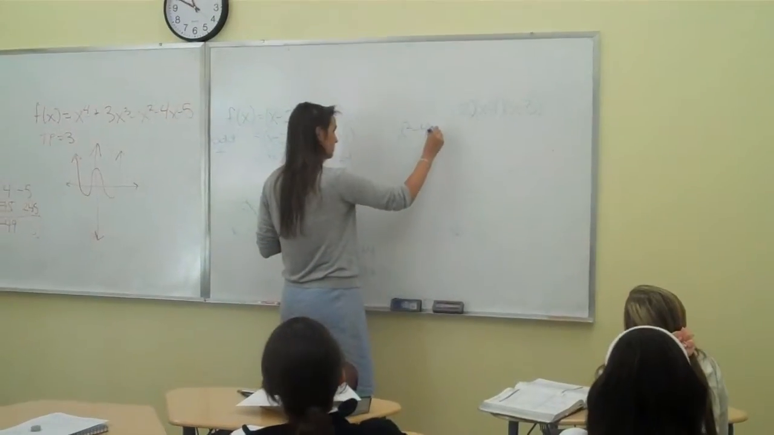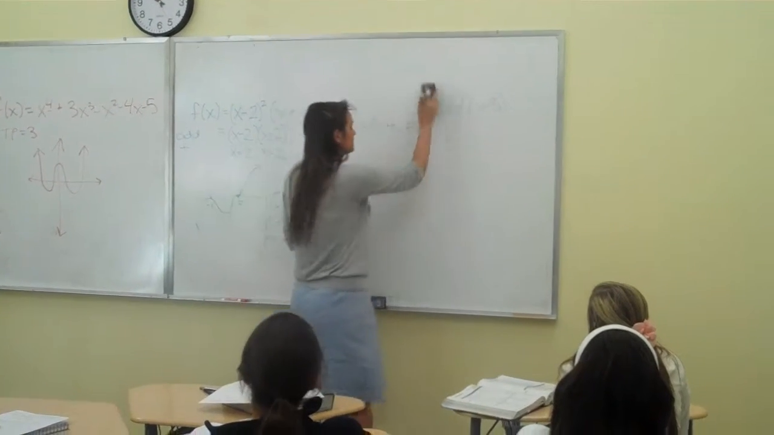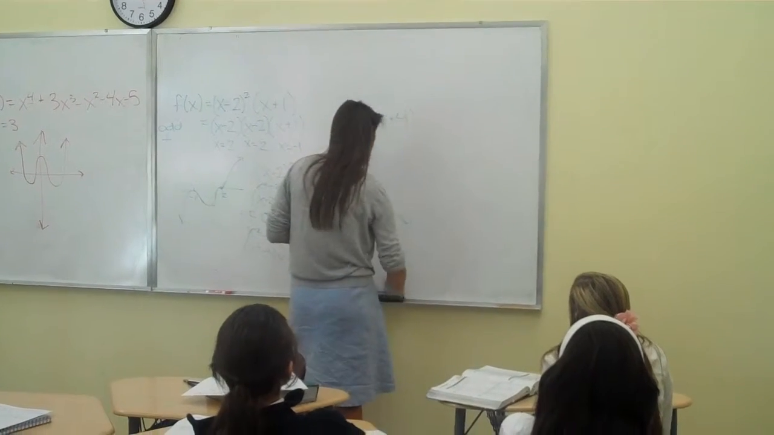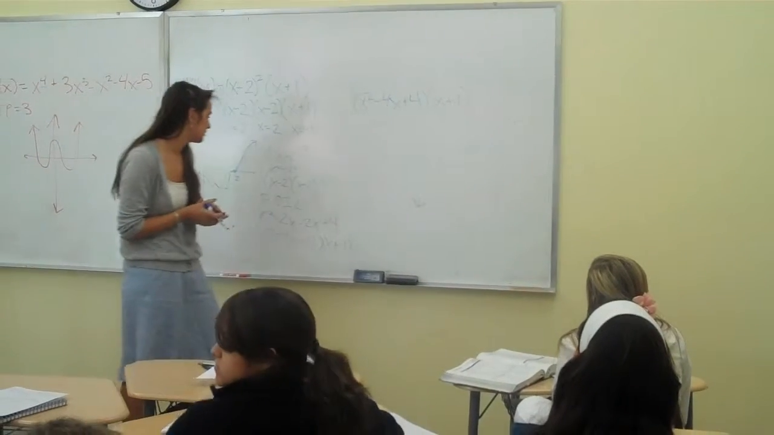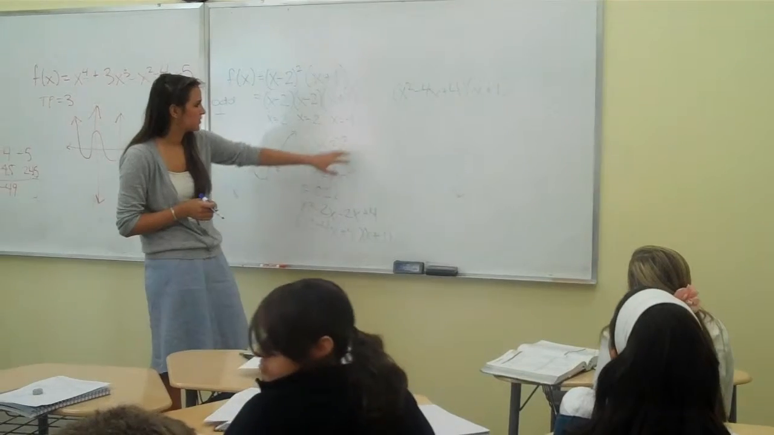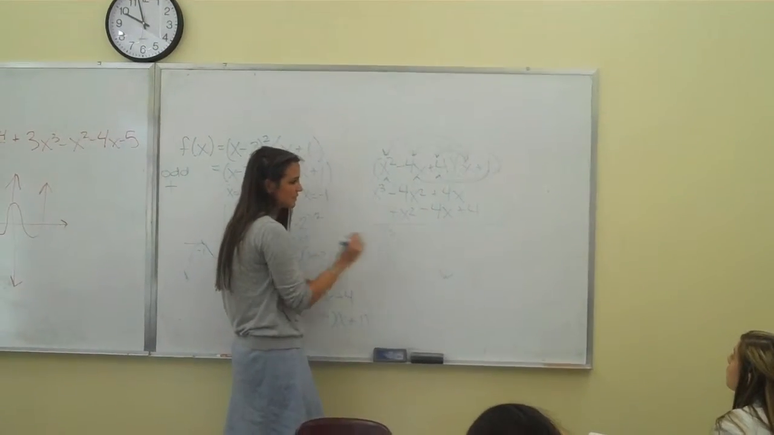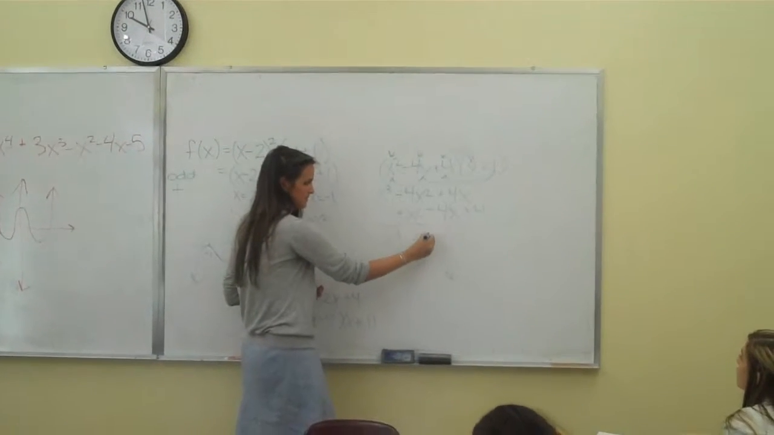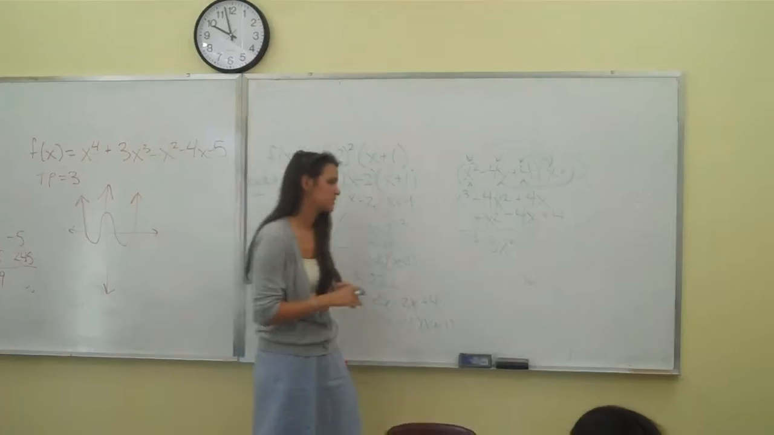4x plus 4 times x plus 1. Now we can't FOIL anymore because this is a trinomial, not a binomial. Negative 3x squared, plus 4x minus 4x. It's going to cancel out.